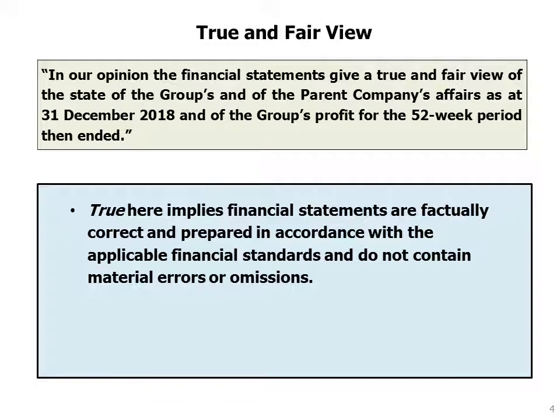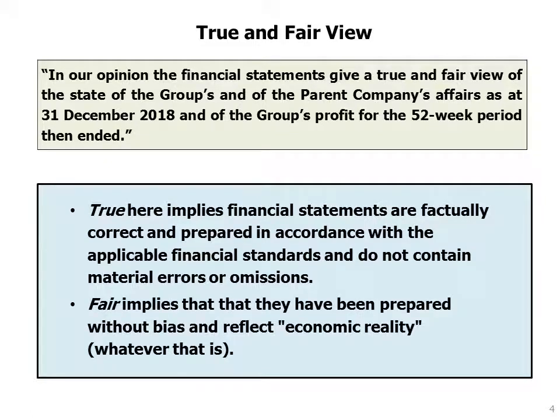True here has a very specific meaning. It implies that the financial statements are factually correct and prepared in accordance with the applicable financial standards and do not contain material errors or omissions. It does not mean that they are completely error-free. And fair here implies that they have been prepared without bias and reflect the substance of business transactions. They reflect economic reality, whatever that may be.